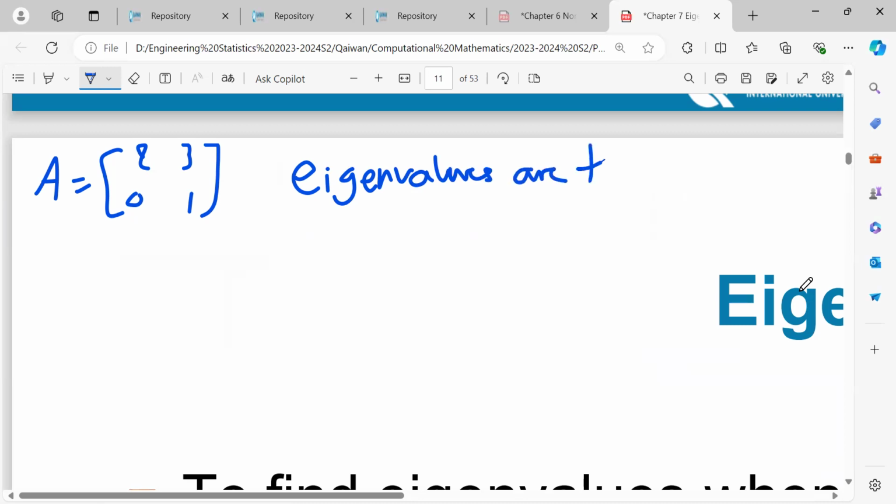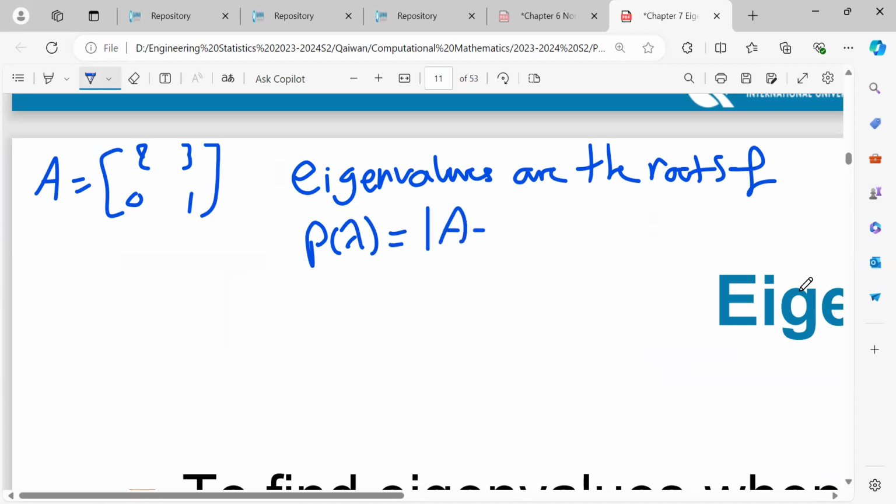Eigenvalues are the roots of P of lambda, which equals the determinant of A minus lambda I. We need to find the determinant and find the roots. That will be the eigenvalue.